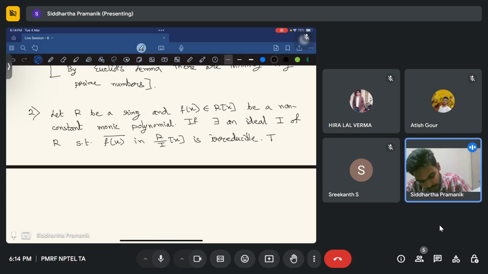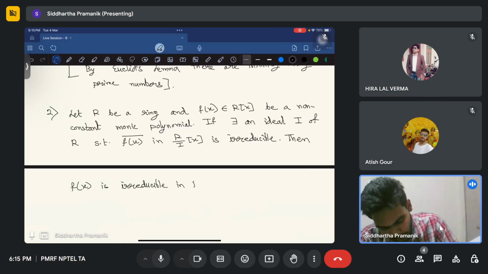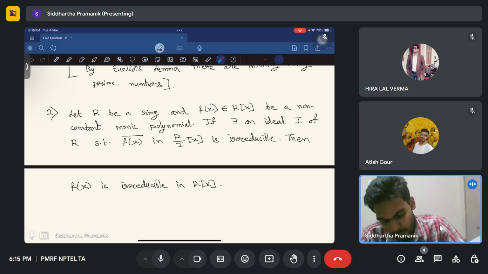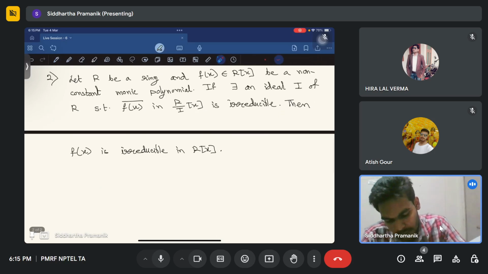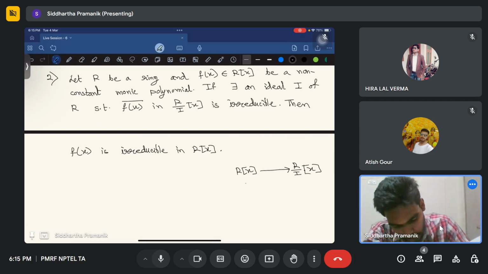Then the original polynomial f(x) is irreducible in R[x]. So f(x) bar means the image of f(x) in (R mod I)[x]. Let me write it here. We have R[x], then we have the ring homomorphism from R[x] to (R mod I)[x]. This is the so-called reduction homomorphism. Here f(x) goes to f(x) bar.